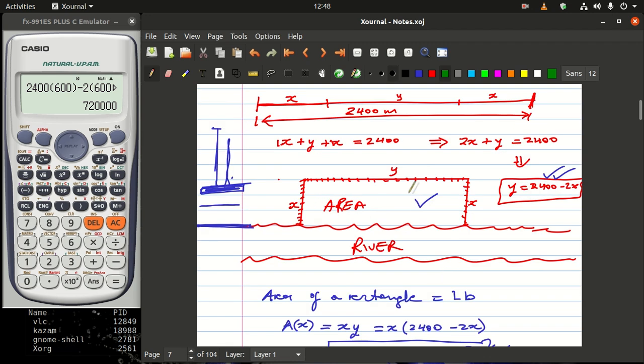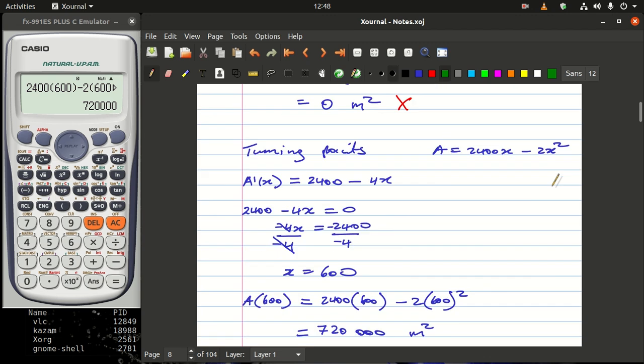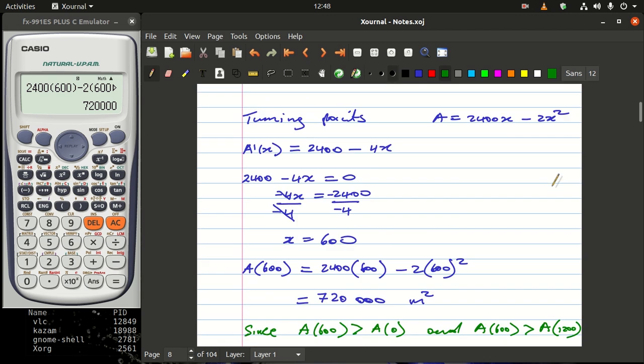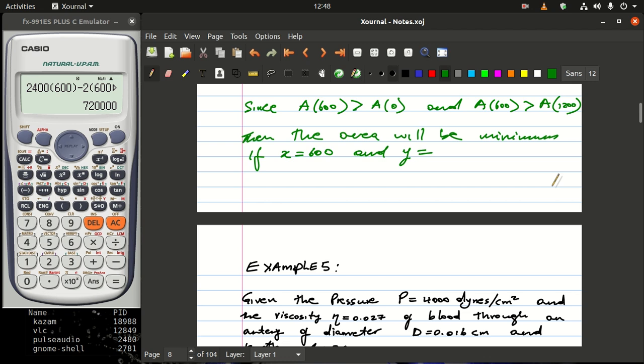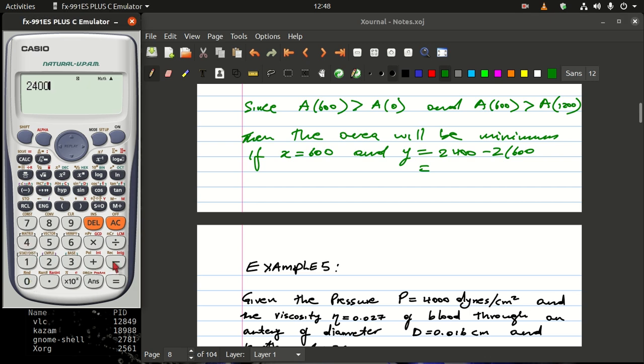If you are looking for the dimensions here, you need to have your x and also your y, because x represents this side and that side, and then we need the y. What is our y? Our y is 2400 minus 2x, which is 2400 minus 2 times 600, which means our y is 1200.